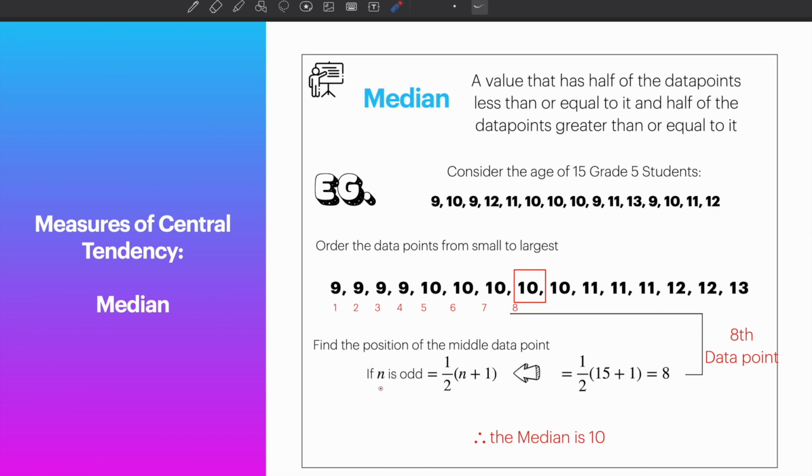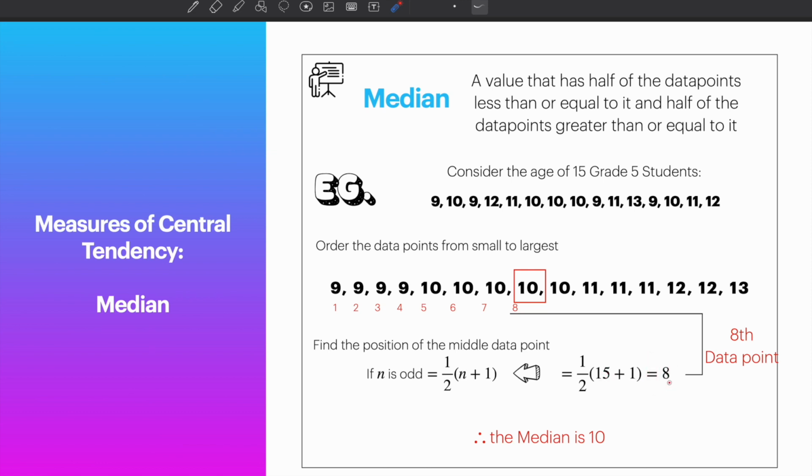Another thing to keep in mind here is that if your n is odd, then this is the position that it'll sit in. This, 1 over 2 times n plus 1, is the position where it will sit. Right, so plugging in your n, remember your n is the sample size, right? We have 15 students that we picked out, and then just plug in the 15. So 1 over 2 times 15 plus 1, you get 8.